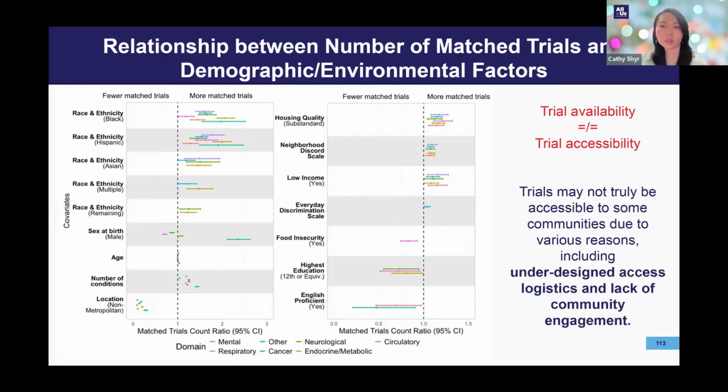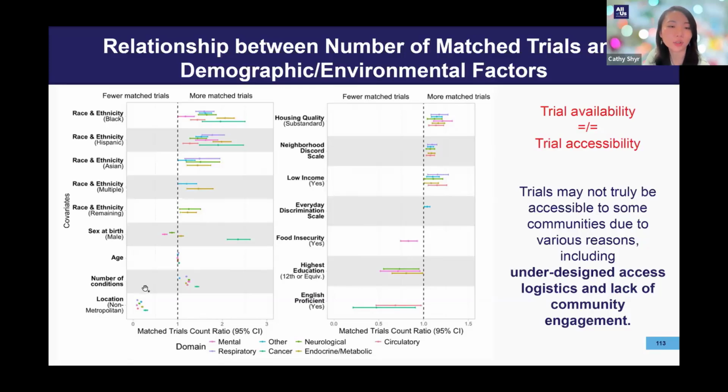Now, on the other hand, one thing I do want to mention is that trial availability, which is what this study is really looking at, is not the same thing as trial accessibility. So even though we see that certain demographic groups or certain participants who have environmental stressors such as substandard housing quality, increased neighborhood discord, trials may not be truly accessible to some of these communities due to a variety of different reasons, including under-design, access logistics, and lack of community engagement.